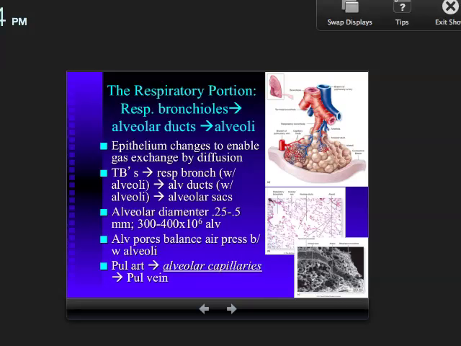All right? And again, as we've said, and as you see in this figure here then, the pulmonary artery comes into the lung. It subdivides into many, many tiny capillaries that form a network over the surface of the alveolar sacs, and eventually those converge into pulmonary veins.